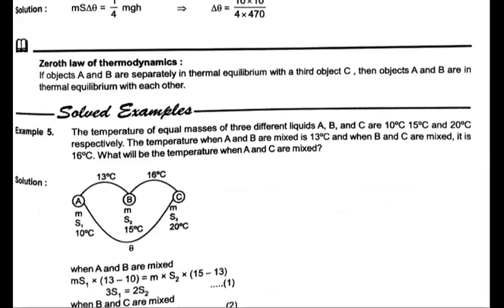When we solve this problem, try to start with the basic concept. We have three different liquids, A, B, and C. Now, I can easily say that the temperature will not be less than 13 degrees centigrade or more than 16 degrees centigrade. Yes or no? Tell me.